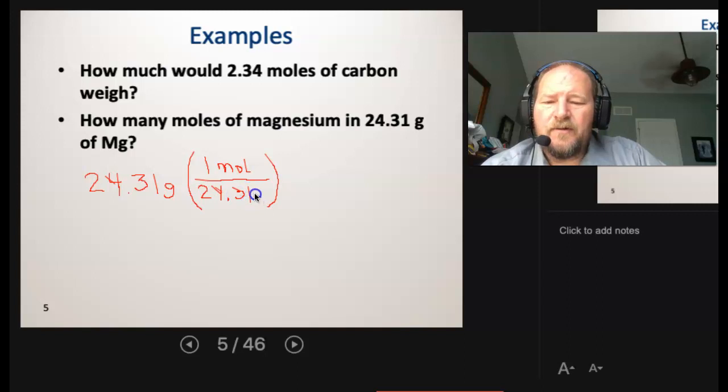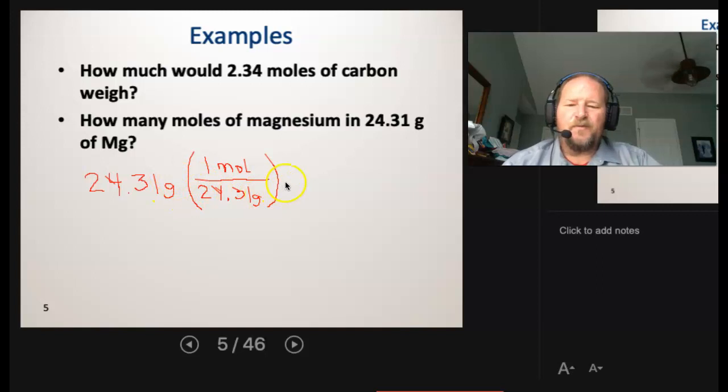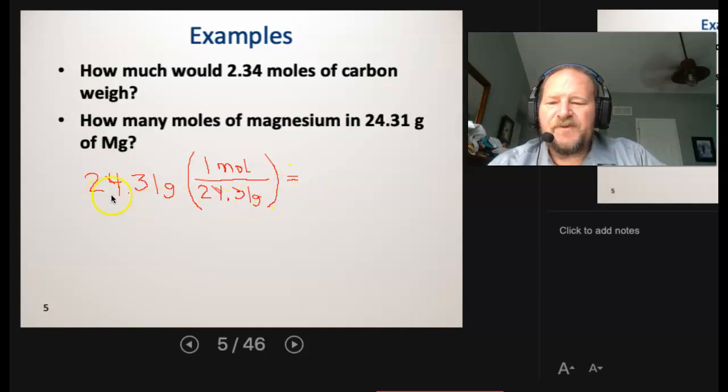So we might think this is going to cancel out to just be 1, but remember this is a measurement. And because it's a measurement, we have to concern ourselves with sig figs. So here we have 4 sig figs, and so our final answer is going to be 1.000 mole.